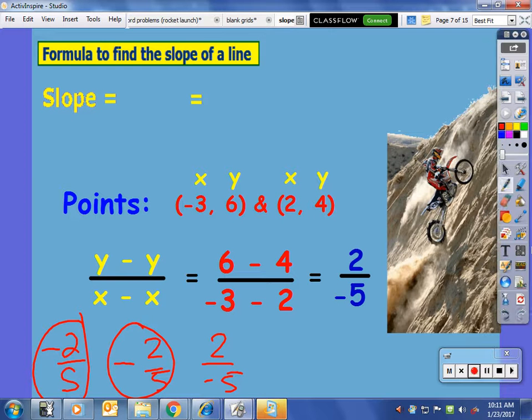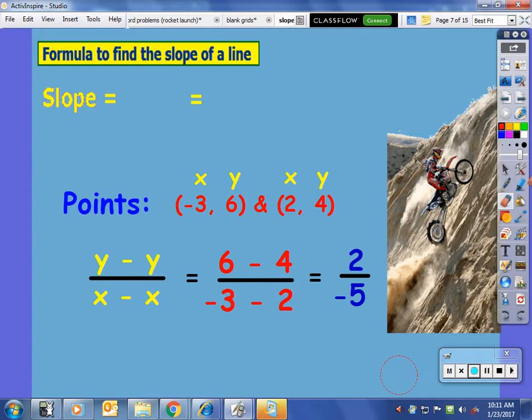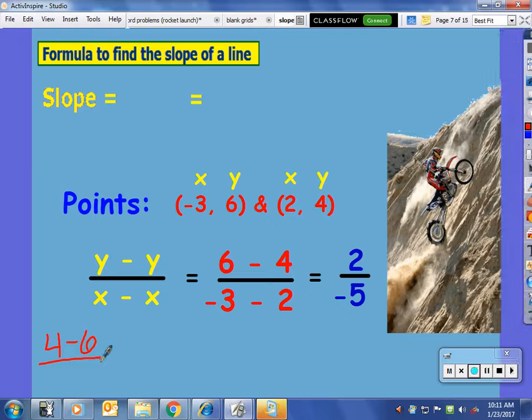Now, let's talk about this. If we had done it the other way. Remember I told you the order you subtract doesn't matter, and that's true as long as you stay consistent. What if I had chosen to do 4 minus 6 on top? That's perfectly fine. But what would the bottom have to be? 2 minus negative 3. So if I want to start with this y value, that's perfectly fine. I'm sorry, the other one. If I want to start with 4 and subtract 6, then I've got to do 2 minus negative 3 on the bottom. You'd still get the same answer.